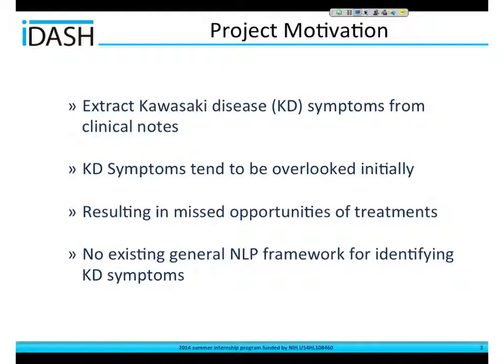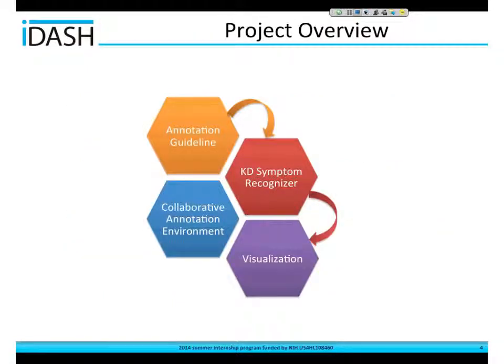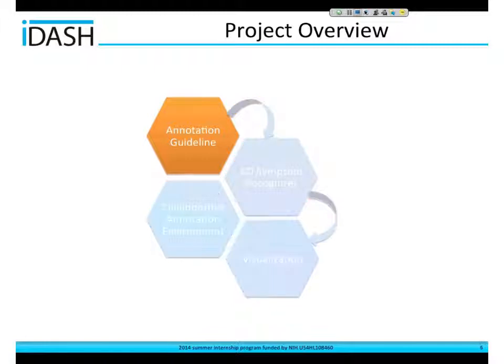Since there's no existing NLP framework for identifying KD symptoms, we propose a timely solution that will provide a systematic method to screen through narrative clinical notes to identify potential KD patients. This is our general NLP framework, which contains 4 components: annotation guideline, KD symptom recognizer, visualization, and collaborative annotation environment. First, I will introduce our annotation guideline.